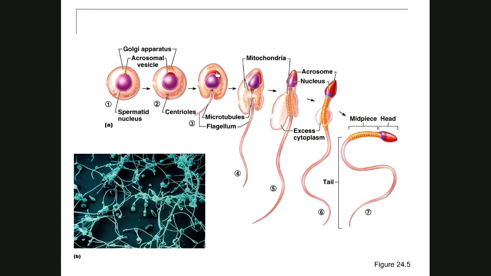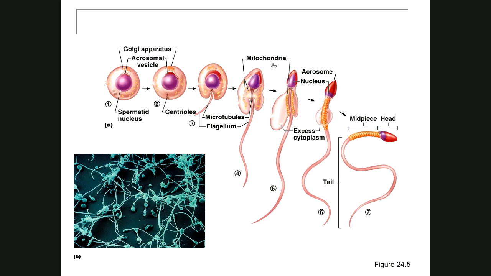This digestive enzyme is for digestion of the wall of our oocyte in the female reproductive system, and I will talk about it later for you. Then we have production of mitochondria in the spermatid.